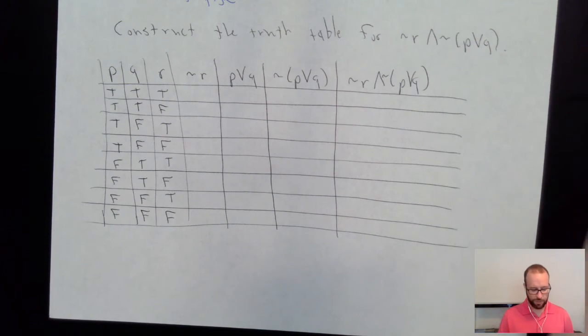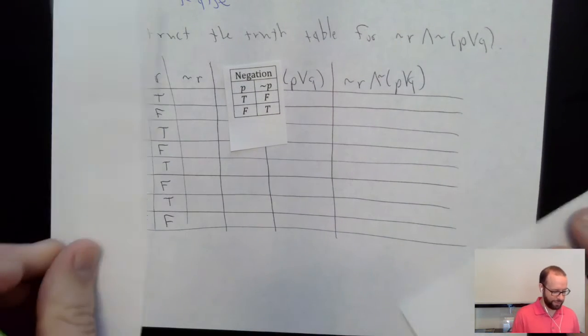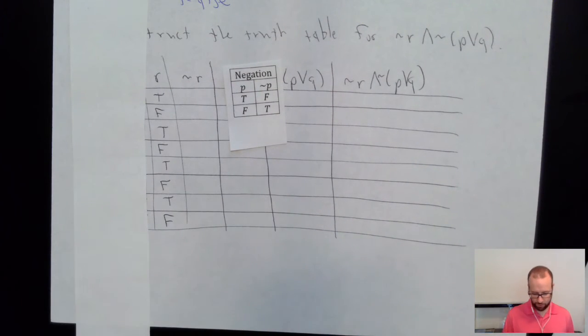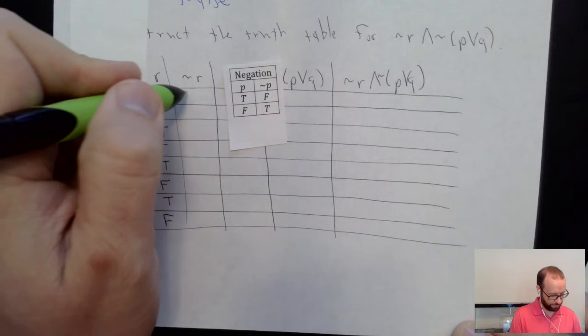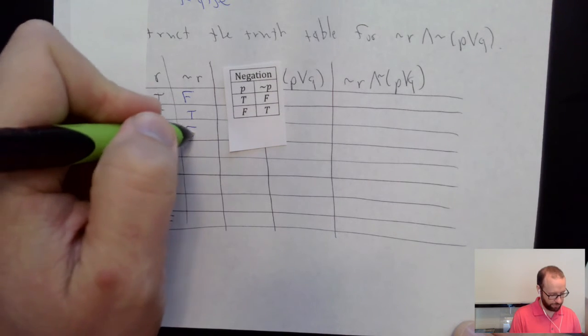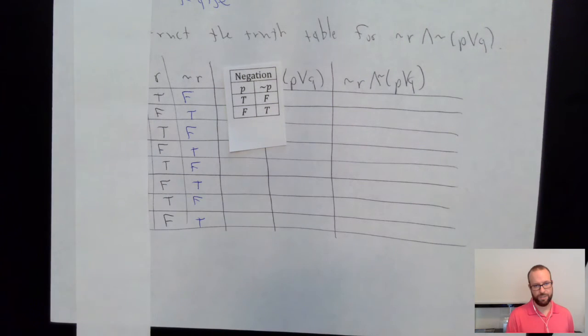Okay, starting on the leftmost column that we don't have done, I have negation of R. I don't care what any of this other stuff is. All I need to do here is write down what the opposite of these 8 values are. These alternated true, false, so the negation of R should be false, true, false, true, false, true, false, true for this example.